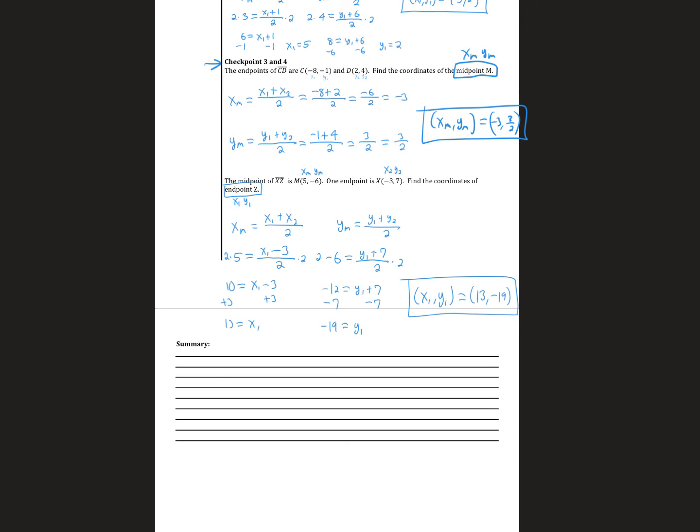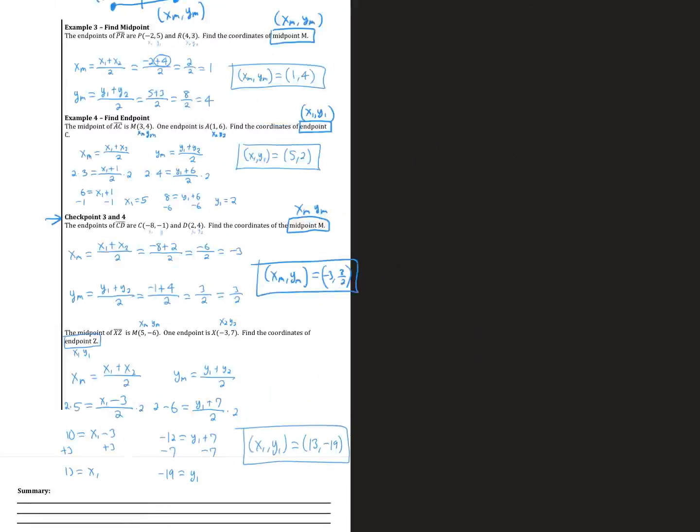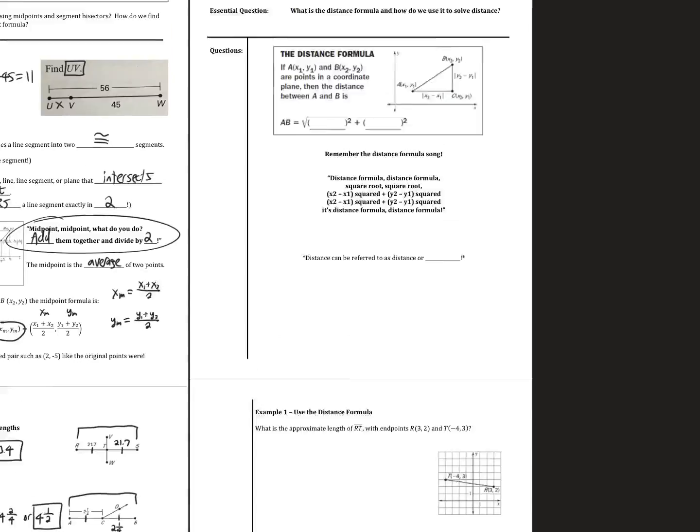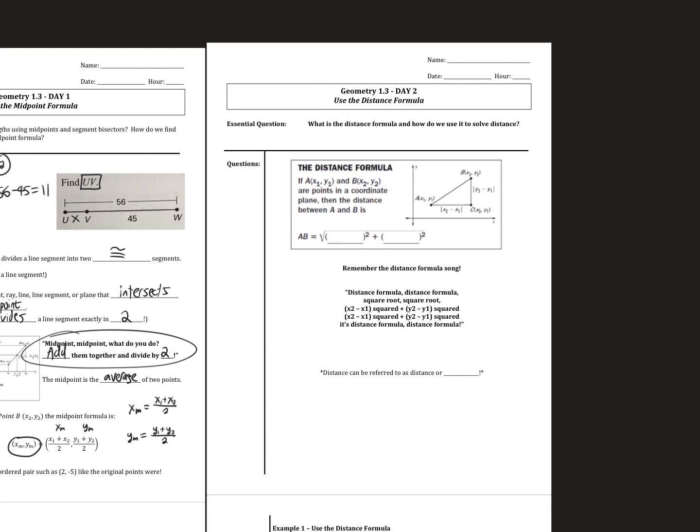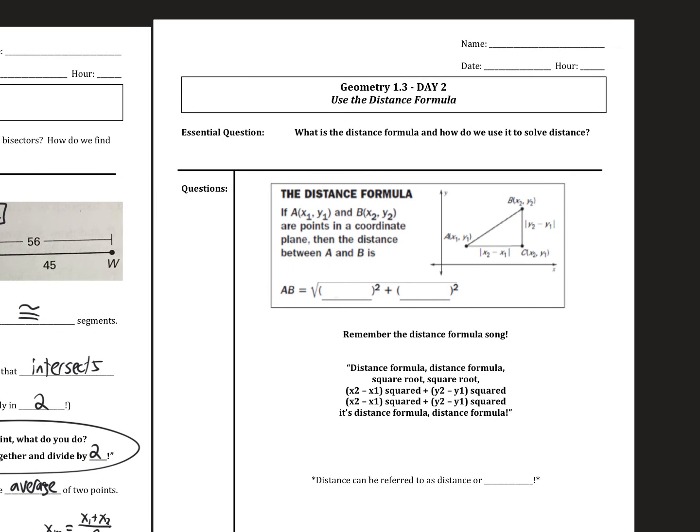Okay, sounds good. That is it for day 1. We're going to move into day 2 right now. It's up in the top right over here. All right. Okay, let's get into day 2, which is going to be talking about distance formula.